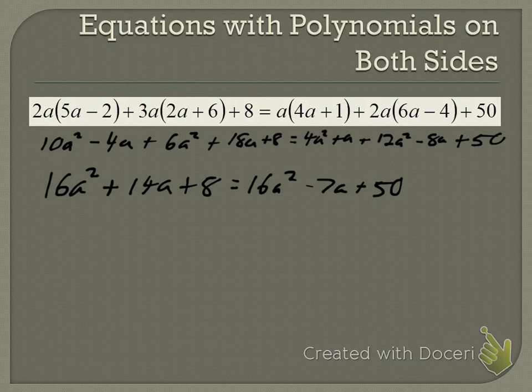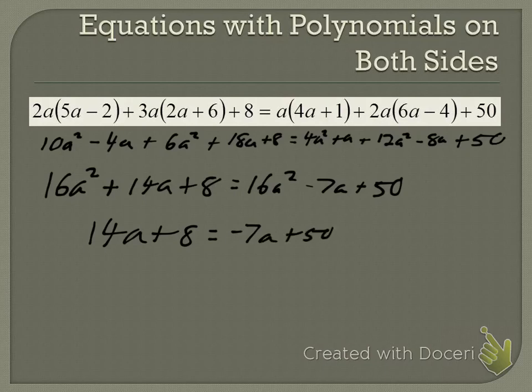Subtract that 16a squared from both sides. Now, and I'm going to say for now because it won't be for always because the time is coming up. For now, these a squared terms should cancel on both sides. You don't know how to solve one where an a squared gets left in the problem yet. So they should cancel every single time. Leaving you with 14a plus 8. Let me write that a little neater. Equals negative 7a plus 50.